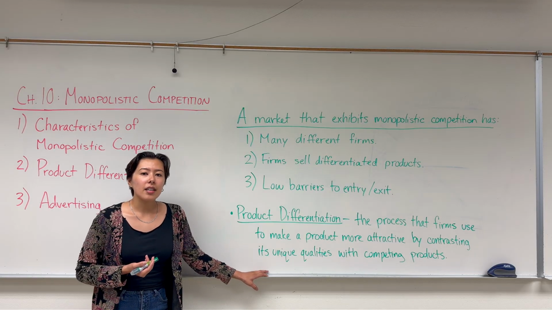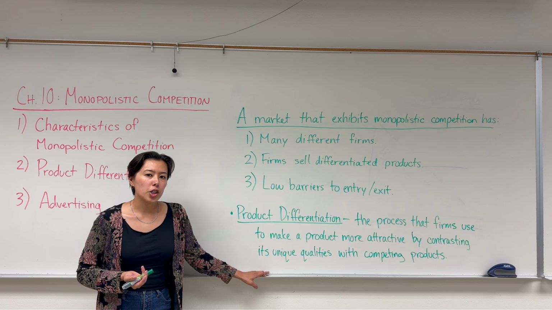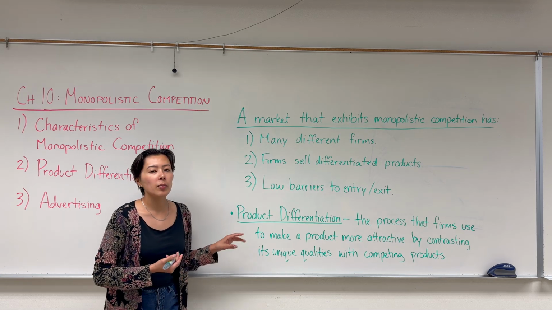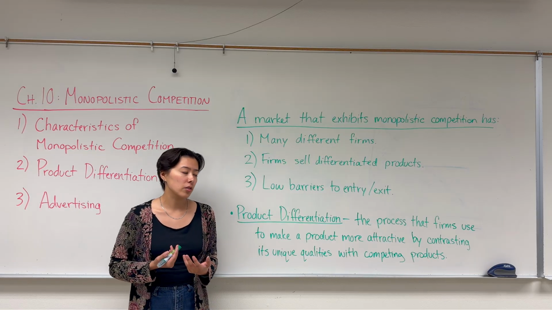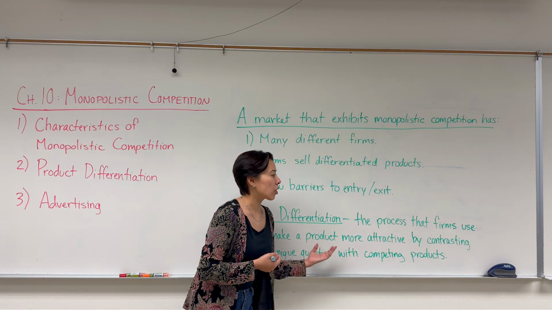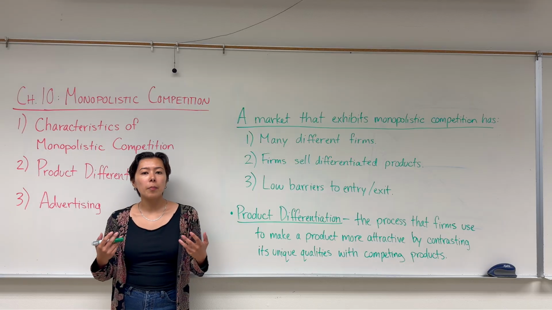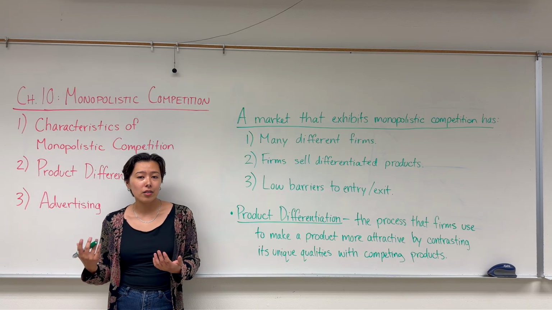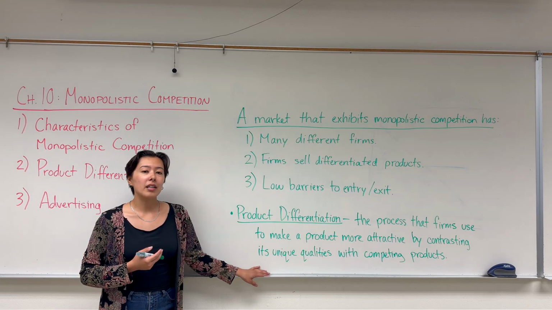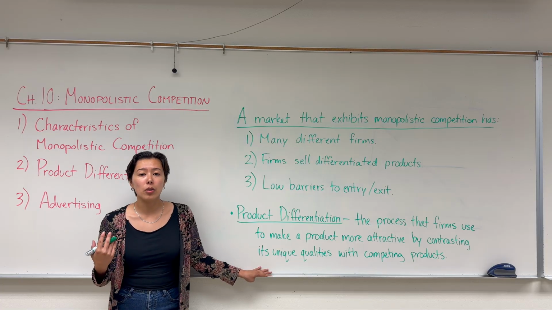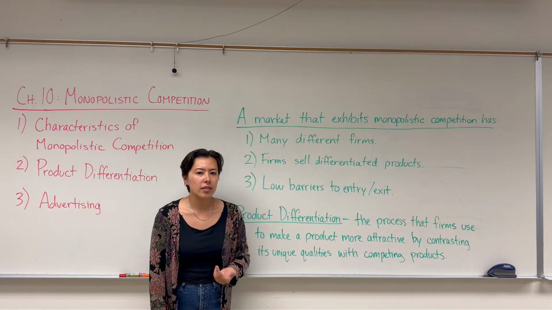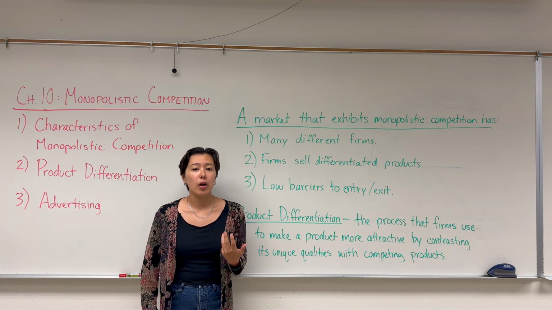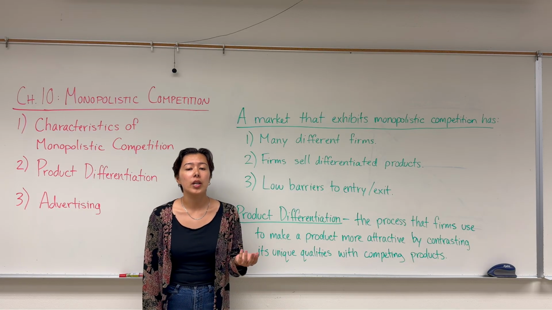So the key idea that we need here for monopolistic competition is that firms must be able to differentiate their products from those that are sold by their competitors. So product differentiation occurs when firms use some process to make their product look more attractive by showing that it has unique qualities compared to those goods that are sold by other firms. Different firms in different markets can differentiate their products from the products of their competitors in a couple different ways.